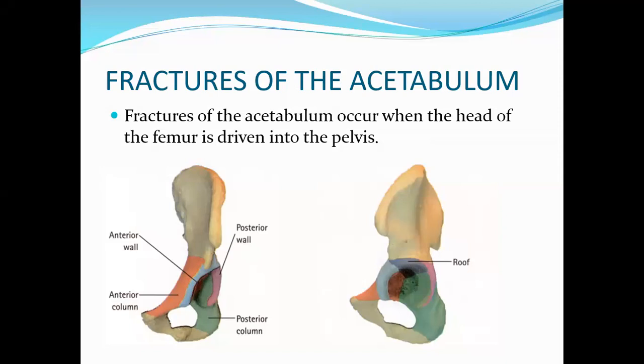Which is pelvic injuries. The second part of this lecture is fractures of the acetabulum. So, fracture of the acetabulum occurs when the head of the femur is driven into the pelvis. So, it is forced by the head of the femur itself. And according to the force that is affecting the acetabulum, the fracture pattern will be there.